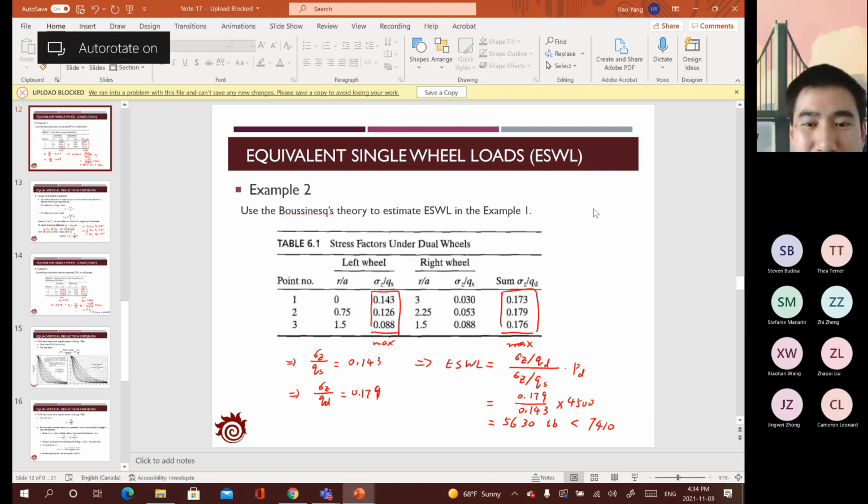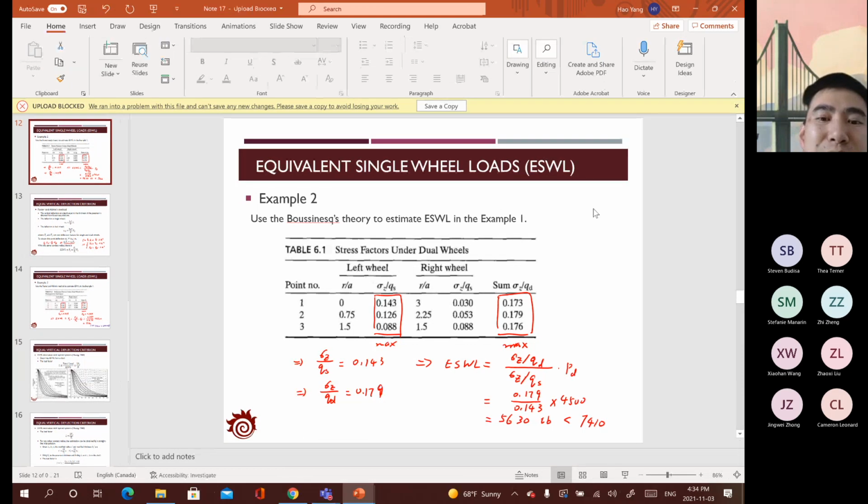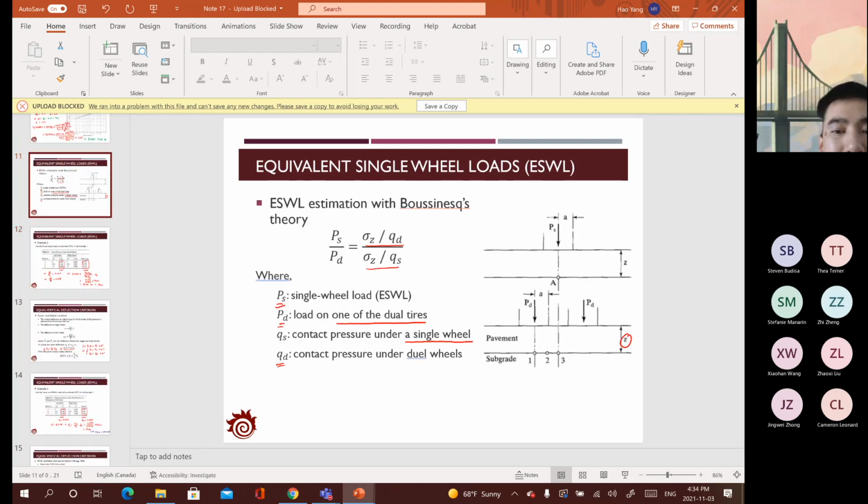Basically, you can find that the estimation of the ESWL is related to the maximum value of sigma z over qs or qd at 3 critical points, as we define in this figure. The one directly behind the tire, the one at the edges of the tire, and also the one at the center point between the dual tires. So this would be the way for us to estimate the ESWL.